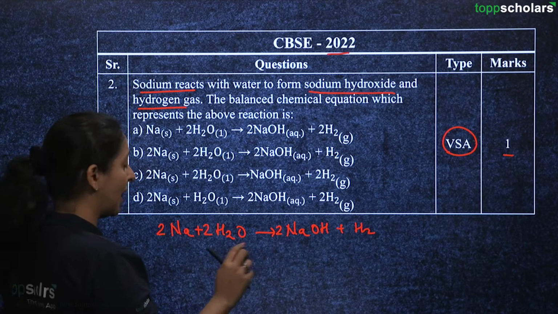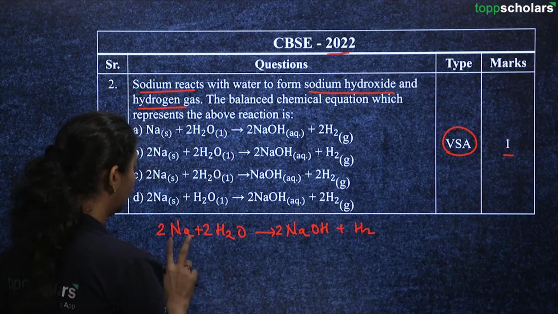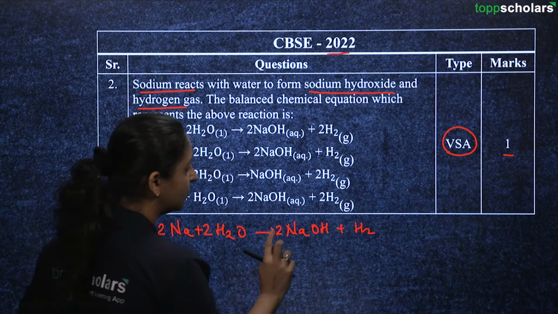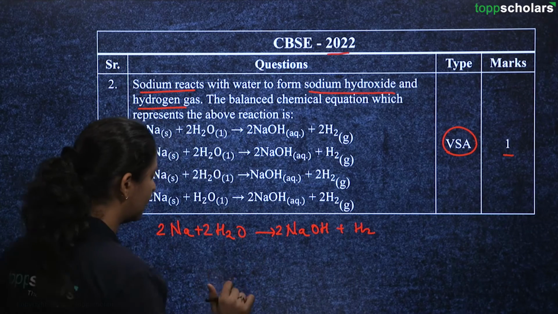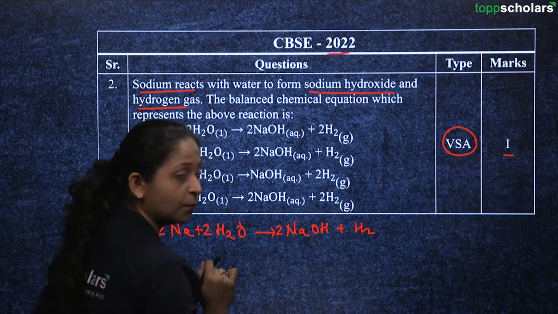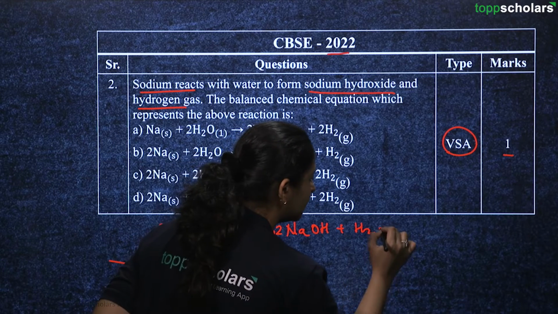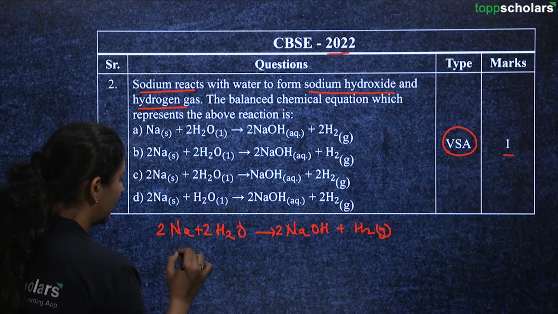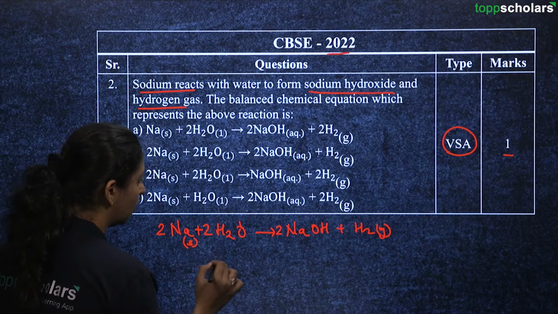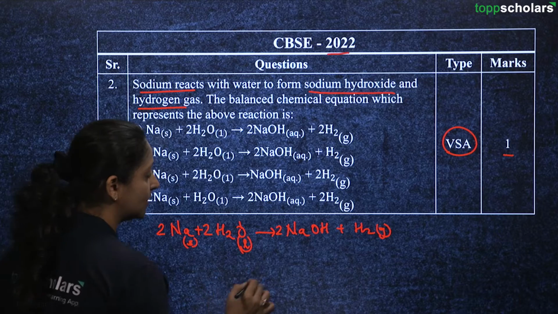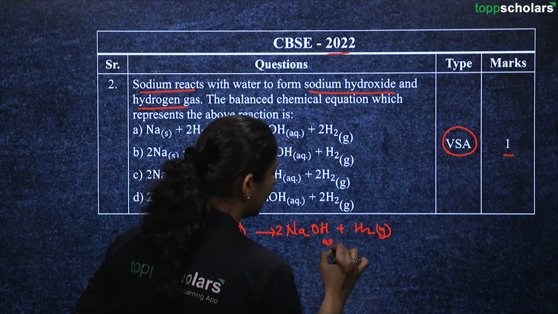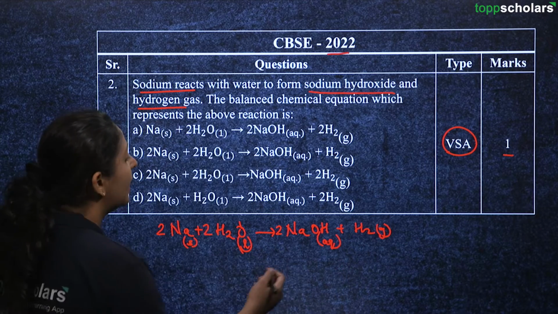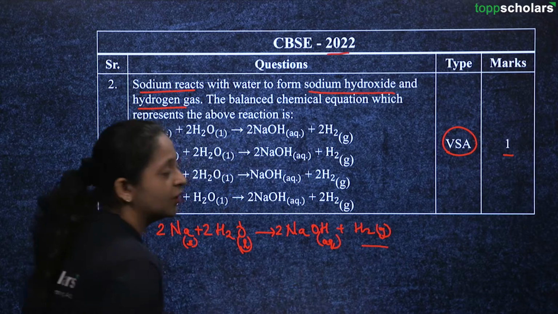Now let's check the balancing part. 2 sodiums. You have 4 hydrogen, 2 and 2, 4 hydrogen. You have 2 oxygen, and hydrogen is released in the form of gas. So this will be the balanced equation, correct? You are using sodium in the solid state, water in the liquid state, sodium hydroxide in the aqueous state, and hydrogen gas which is released in the reaction.